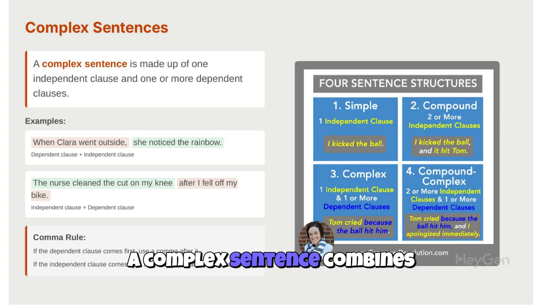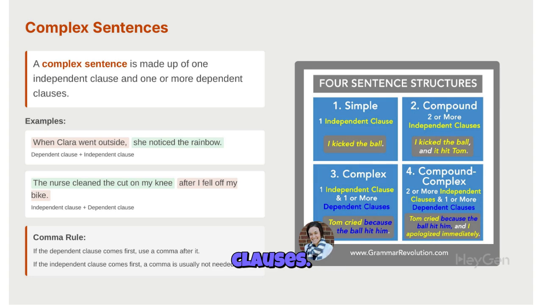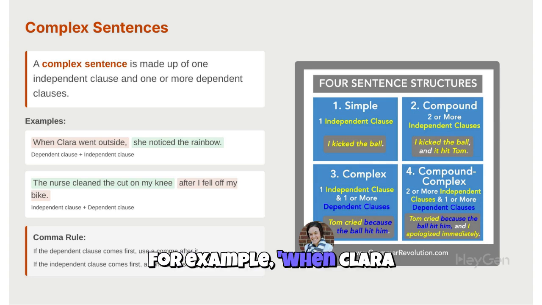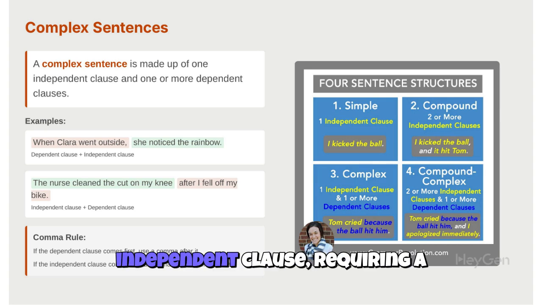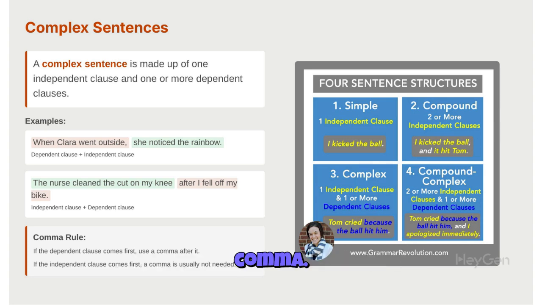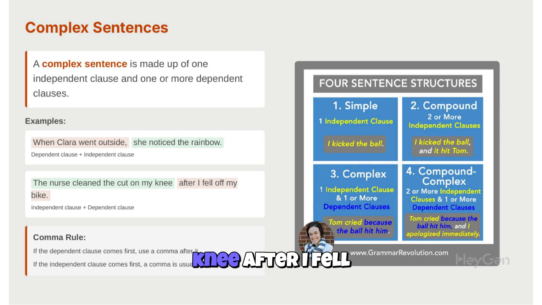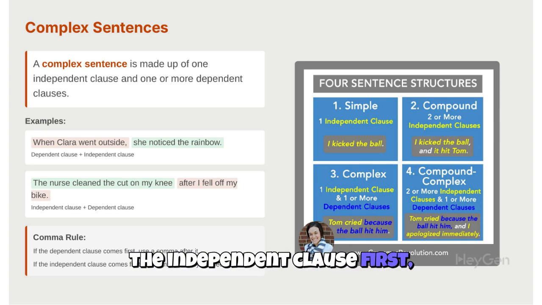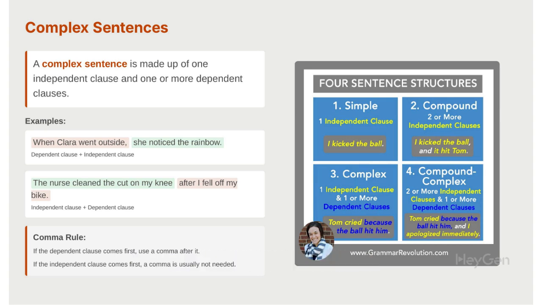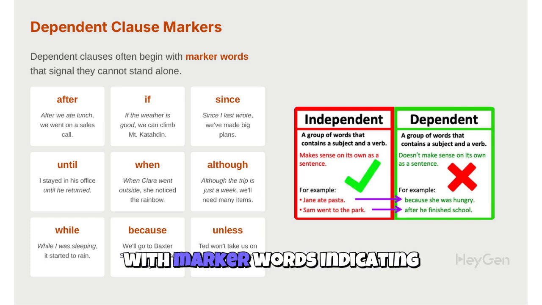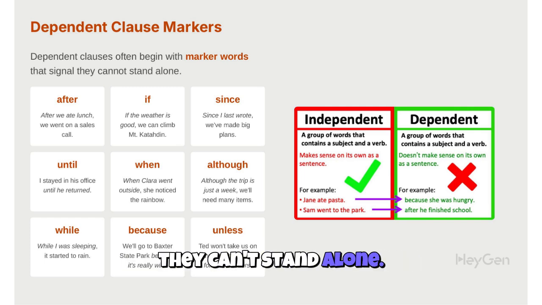A complex sentence combines an independent clause with one or more dependent clauses. For example, when Clara went outside, she noticed the rainbow. Here, the dependent clause precedes the independent clause, requiring a comma. Conversely, the nurse cleaned the cut on my knee after I fell off my bike places the independent clause first, omitting the comma. Dependent clauses often start with marker words indicating they can't stand alone.